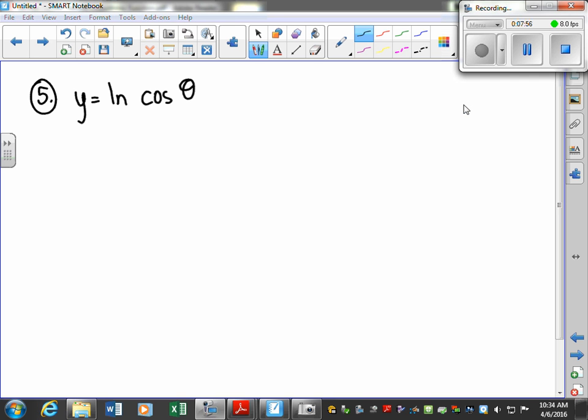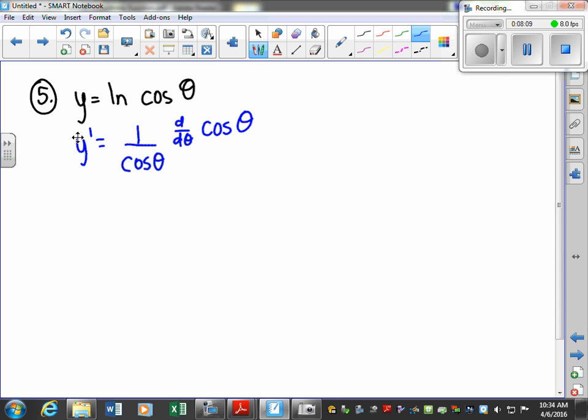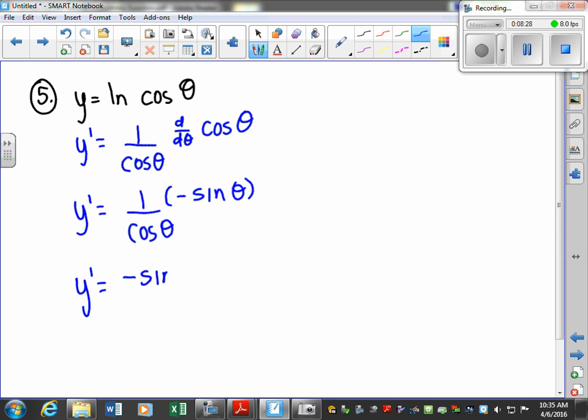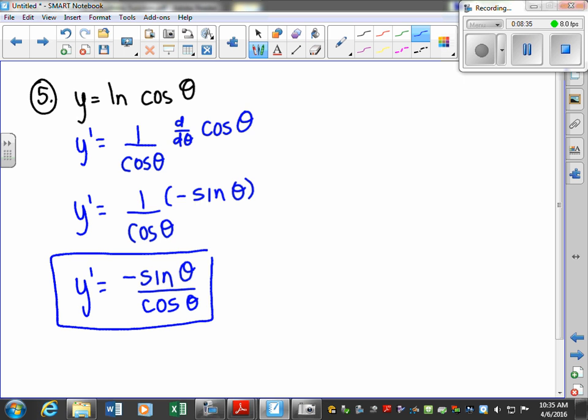Okay, let's do one with a trig function in it. So first of all, y prime is going to be 1 over cosine theta, and then we're going to do d theta of cosine theta. Now what is the derivative of cosine theta? Negative sine theta. Good. So this would simplify to y prime is equal to negative sine theta over cosine theta. And we could just stop right there, but if we did want to simplify further using trig functions, what could we say that is? Tangent theta. Good, negative tangent theta.